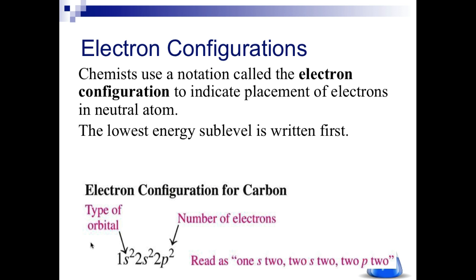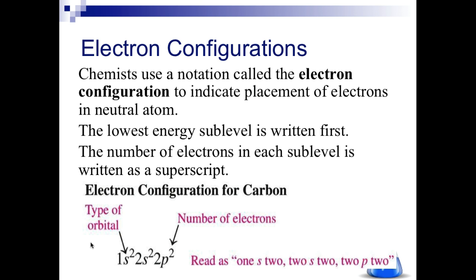The lowest energy sublevel is written first, so that would be the 1s, and then remember we work up our chart. And then the number of electrons in each sublevel is written as a superscript or an exponent. So this is what the electron configuration for carbon would look like. The type of the orbital is written, the energy level, and the number of electrons in that energy level. And it's read as 1s2, 2s2, 2p2.